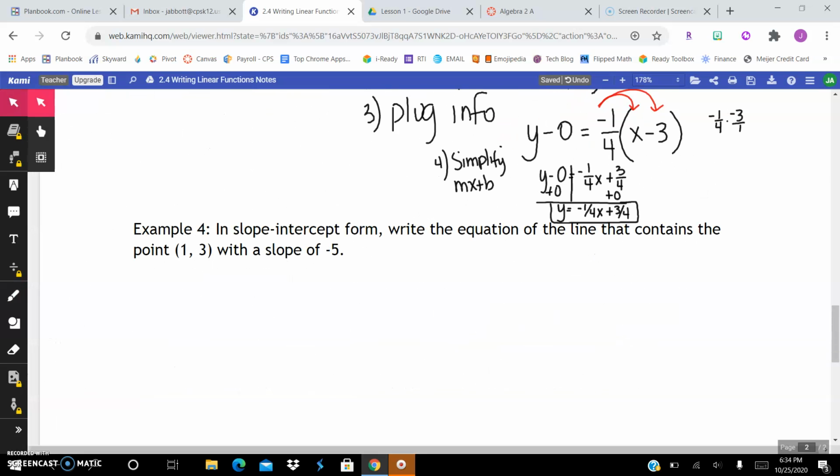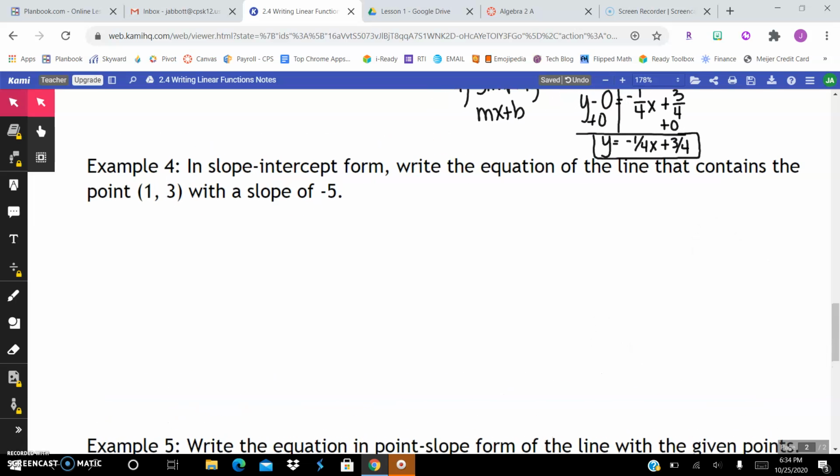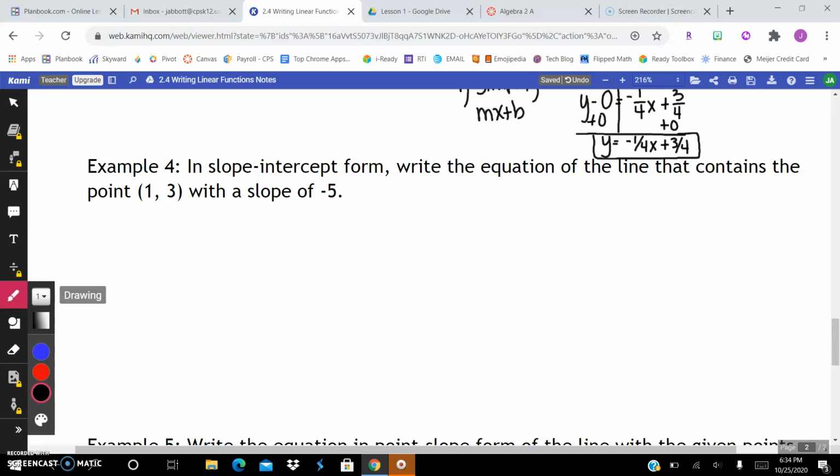Okay. So example 4, again, write it in slope-intercept form, but they're giving us a point and they're giving us a slope. So we are going to start with that point-slope form. So y minus y1, which is y from our point, would be 3, equals m, which is negative 5. And then x minus x from our point is 1.